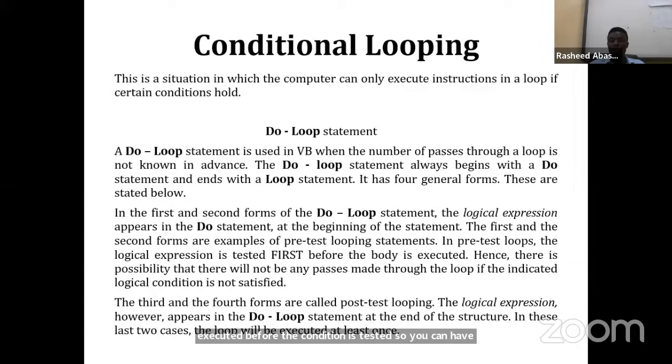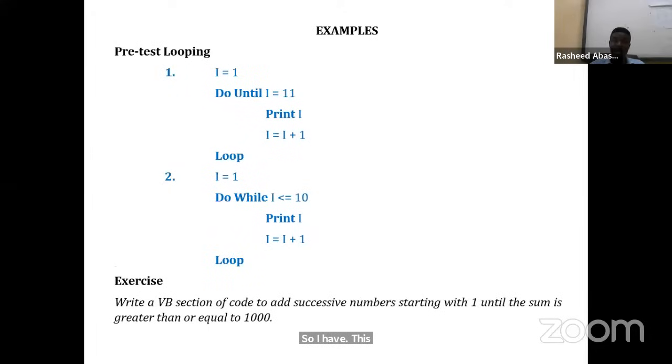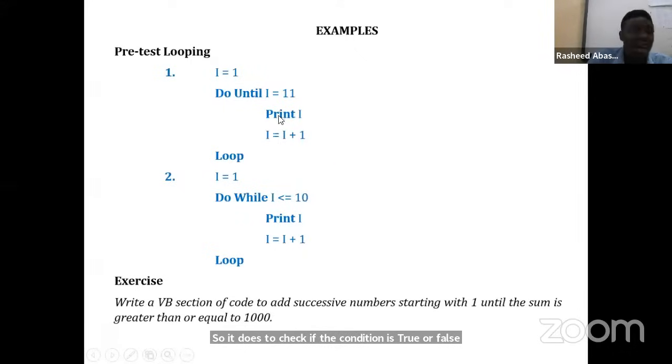So I have these 4 forms on the next slide. So you can see pretest. We have Do Until loop and Do While loop. So what this is, i equals to 1. Remember, this is pretest. So it has to check if the condition is true or false before it goes to execute your statement. Here we have 2 statements: print i and increment i plus 1.